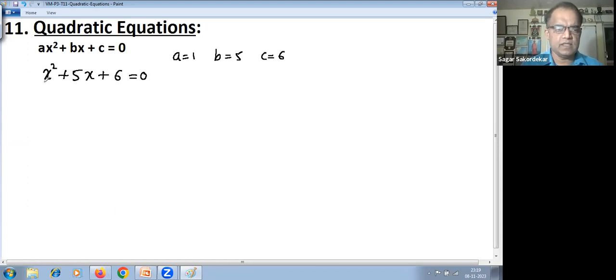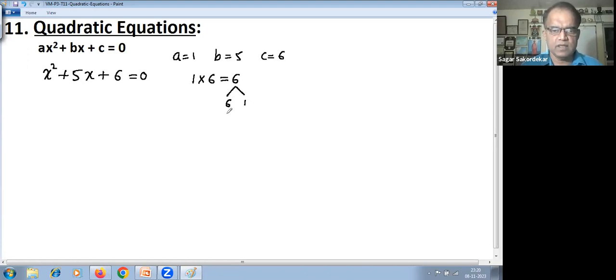Method goes like this: take coefficient of x square, just x square means it is 1x square, multiply the constant, this is constant here, that is 6. Whatever answer you get here, you have to find factors such that sum of these factors should be equal to coefficient of x. Like in this case, you can have factor as 6 into 1. 6 into 1 is 6. So it satisfies this, but 6 plus 1 is 7. So it does not match with that.